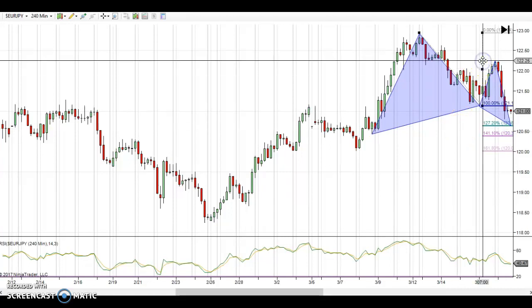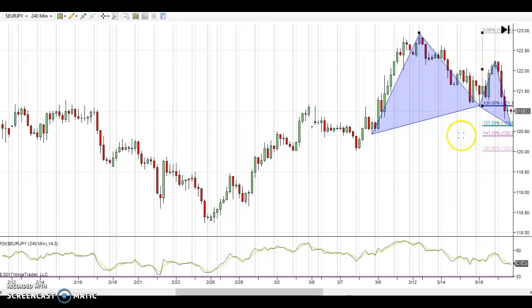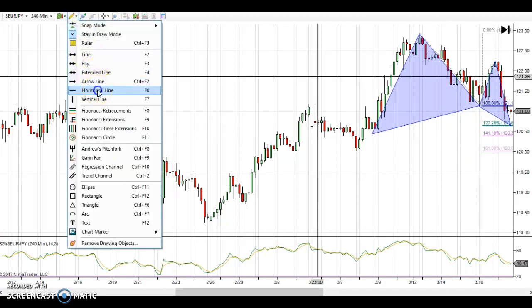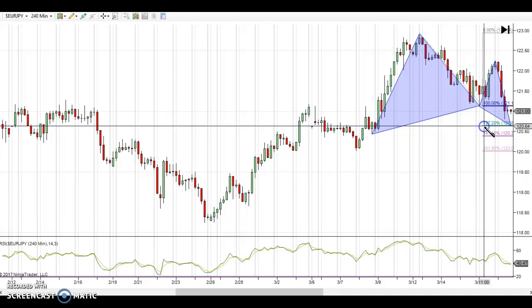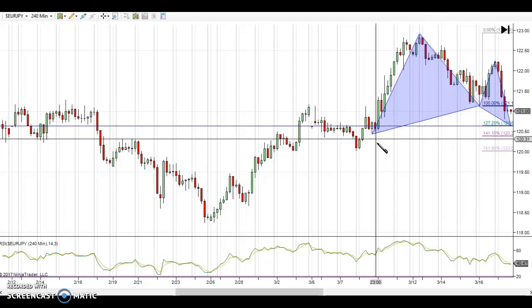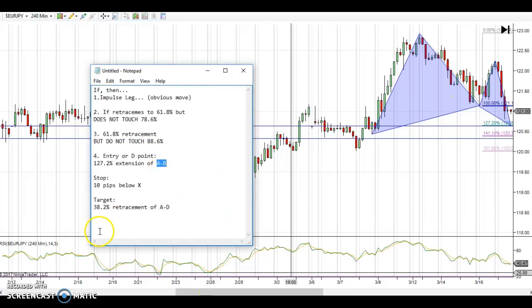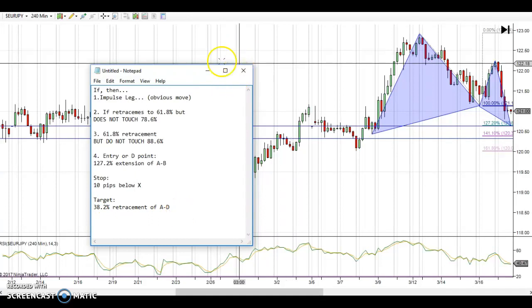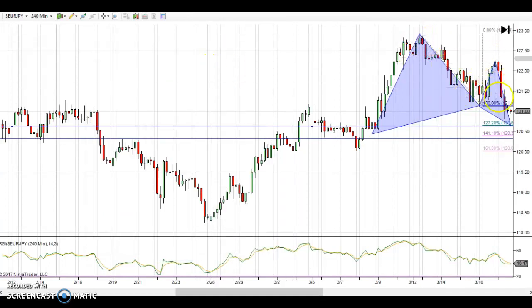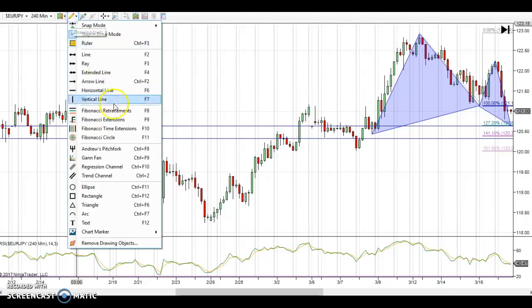Okay. I'll leave that there. Actually, we'll put a horizontal line there at our entry. Stop loss 10 pips below this, 120.42. So we're going to be at 120.32. Targets. Where is target? 38.2% retracement of A, B, C, D. A to D. So let's go get our targets out.